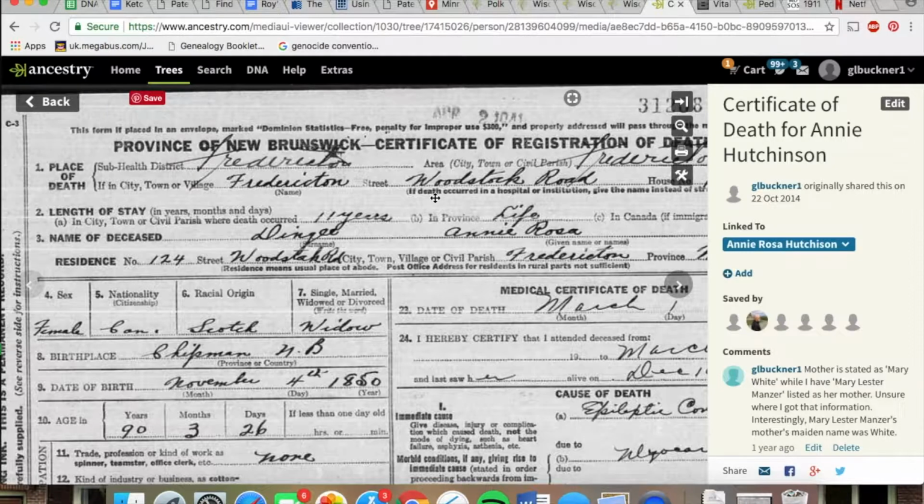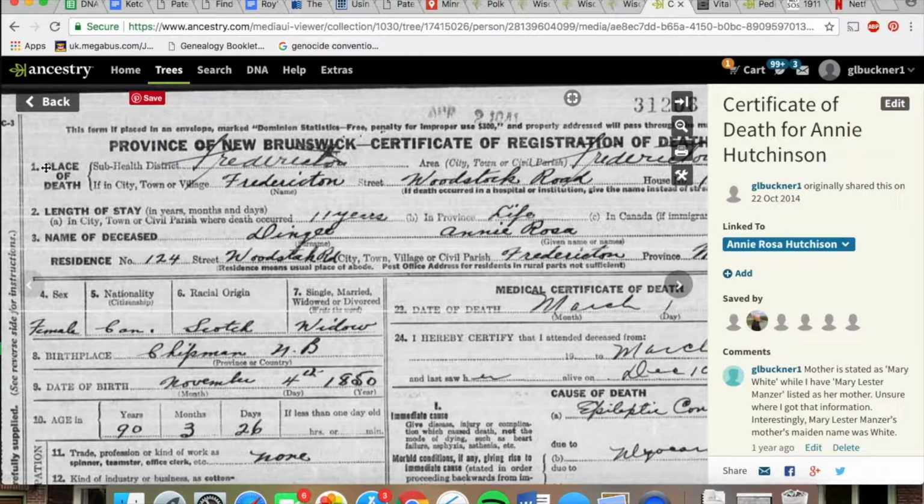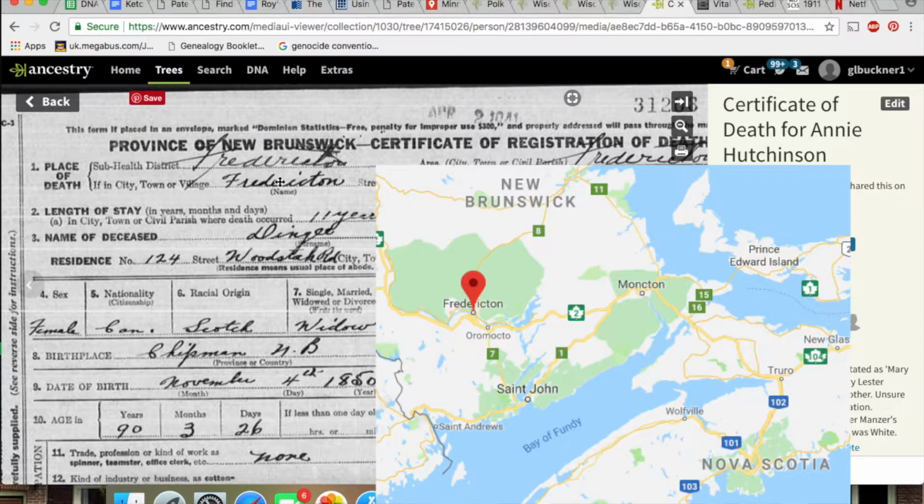It just depends where you're looking for death certificates. Some cost money, some are free, and I'll go through that later. But anyway, first, this is what a death certificate looks like. So they always start off with place of death. So we see here that Annie died in Fredericton.